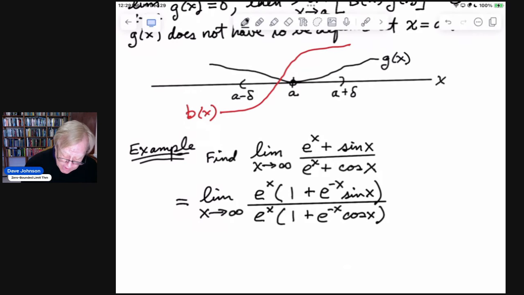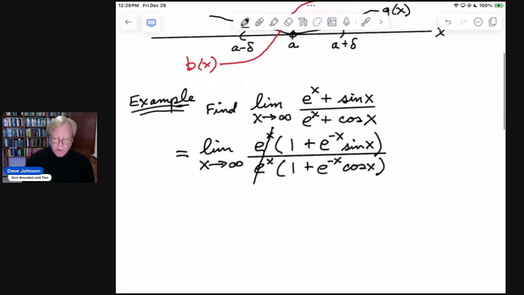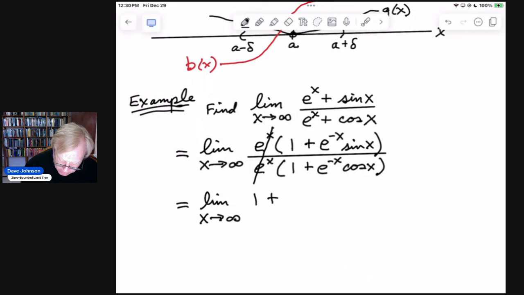Okay. Now, when you factor it that way, the e to the x is canceled, and you've gotten rid of your indeterminate form. So equals limit as x goes to infinity of 1 plus e to the negative x times sine x divided by 1 plus e to the negative x times cosine x.